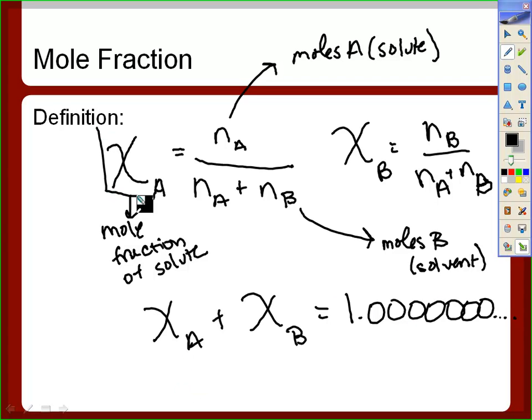So this is truly your definition right here. You need to know the number of moles of A and the number of moles of B, and we can figure out our mole fraction. So let's do it.